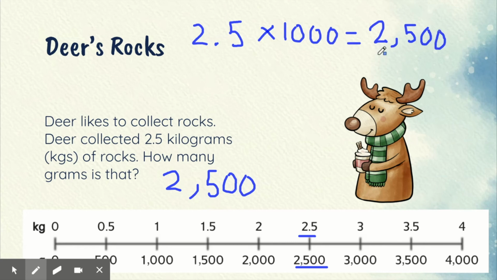Or again, if you don't love doing multiplication with multiple digits or with decimals, then you could do 2.5. How many zeros does 1,000 have in it? Well, it has 3 zeros. So you could move this decimal 1, 2, 3 places to the right. Fill in your bumpy lumps with some zeros, smooth them out. Nice and smooth zeros. And you'd get the same answer, 2,500.